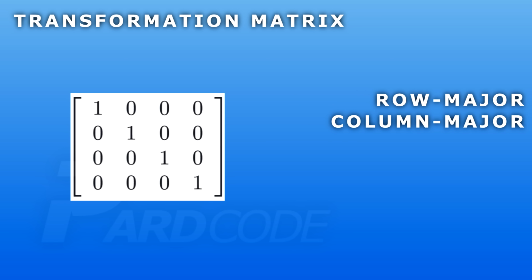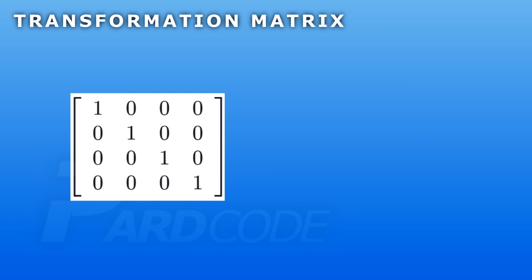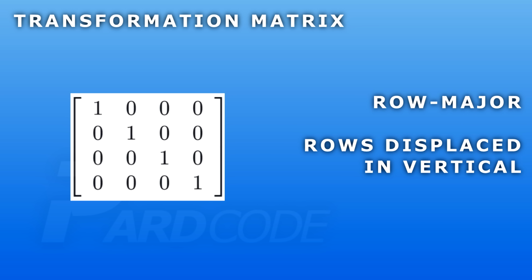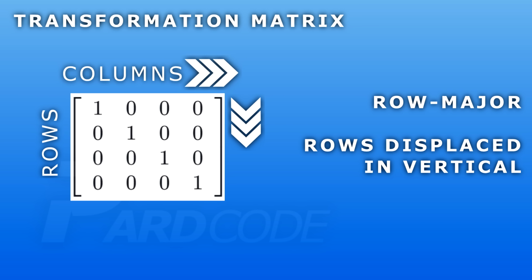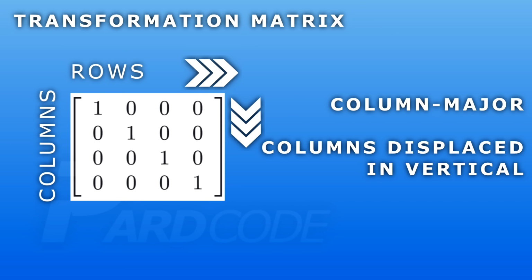That means that if we have a row major matrix, we will consider rows those arrays displaced vertically and columns instead those arrays displaced horizontally, and the other way around for the column major matrix. These are conventions, so one can decide to use one convention or the other. For these tutorials, we will use the row major convention.